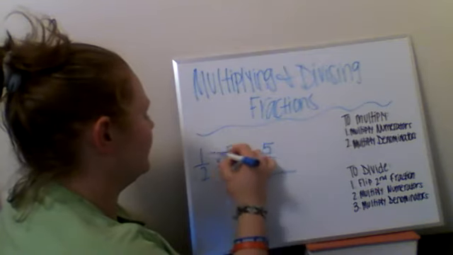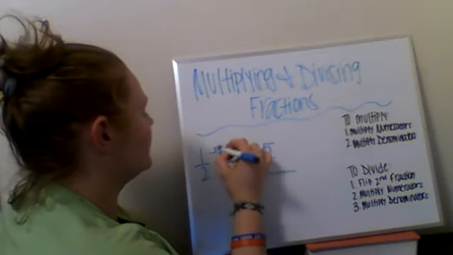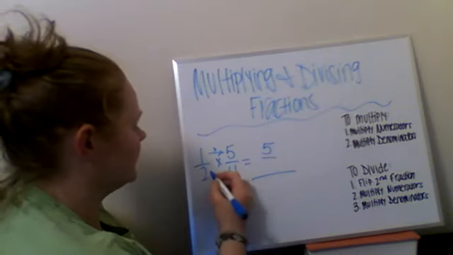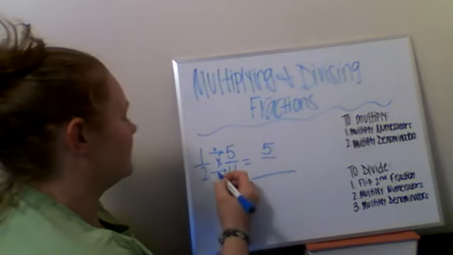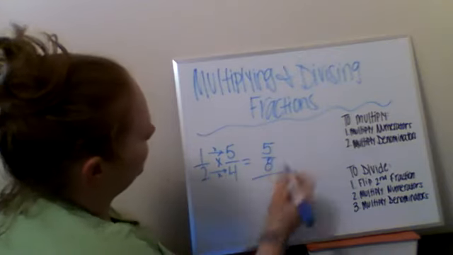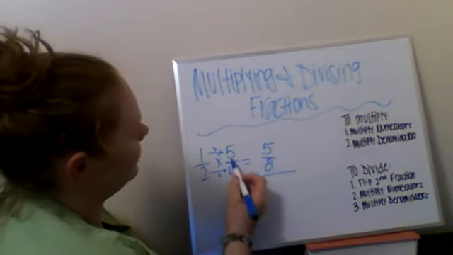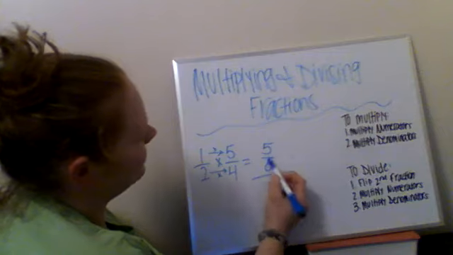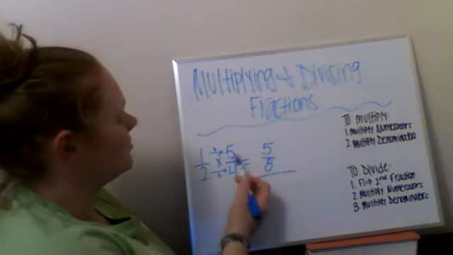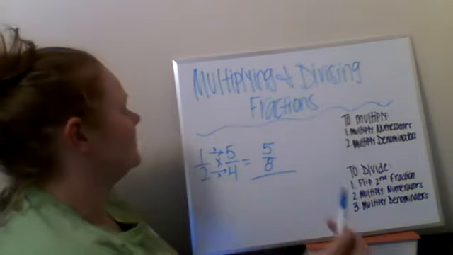Okay, so all I did was I looked at my numerators and I multiplied them. Now I'm going to look at my denominators, 2 and 4. I'm going to multiply those. 2 times 4 is 8. So 1/2 times 5/4 is 5/8. Okay, so all I did was multiply my numerators, then multiply my denominators.